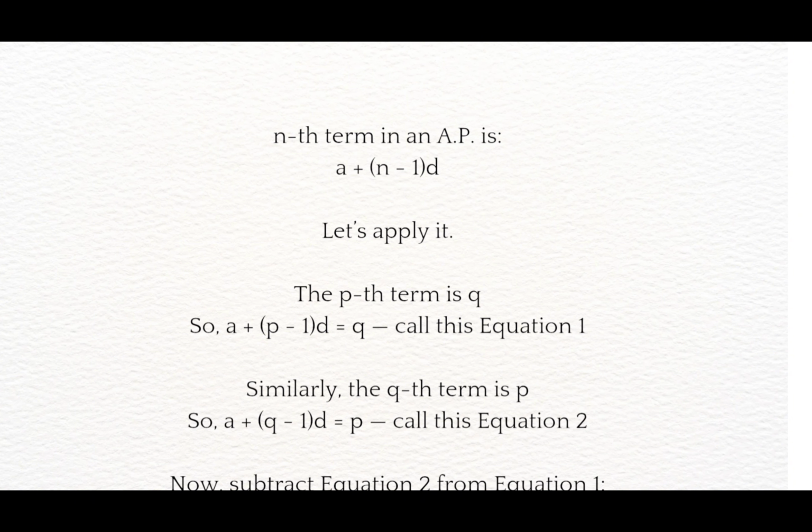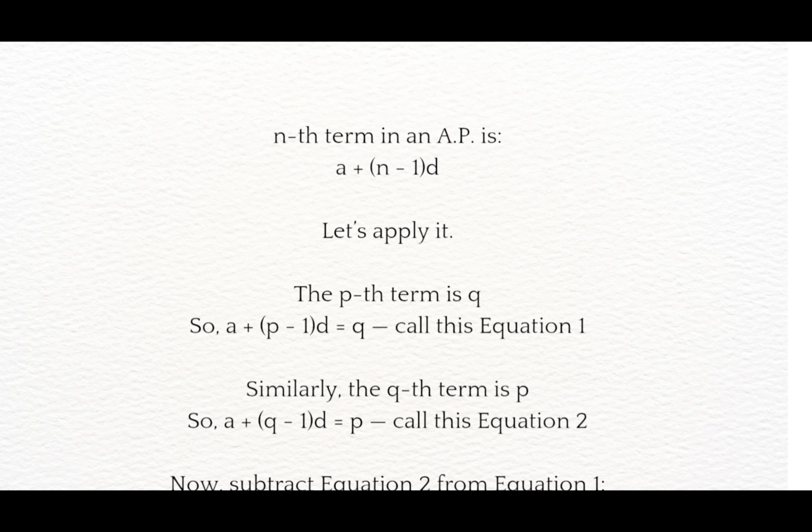The pth term is q, so a + (p-1)d = q. Call this equation 1. We're just plugging in what we know, making sense of the problem step by step. Similarly, the qth term is p, so a + (q-1)d = p. Call this equation 2. See how we're building a system of equations? This is the key to unlocking these tougher problems.